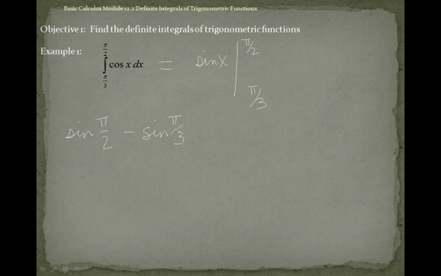Sine of pi over 2 will be equal to 1, minus the sine of pi over 3, which would be around 0.13. So that should give us 0.87 approximately. And we have now taken the integral of this function.